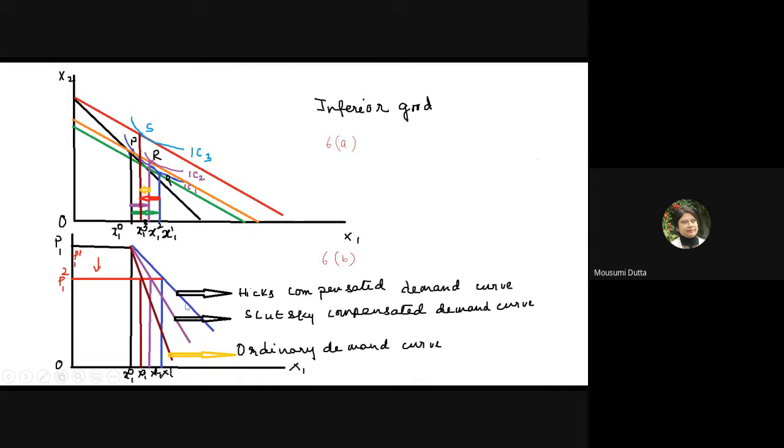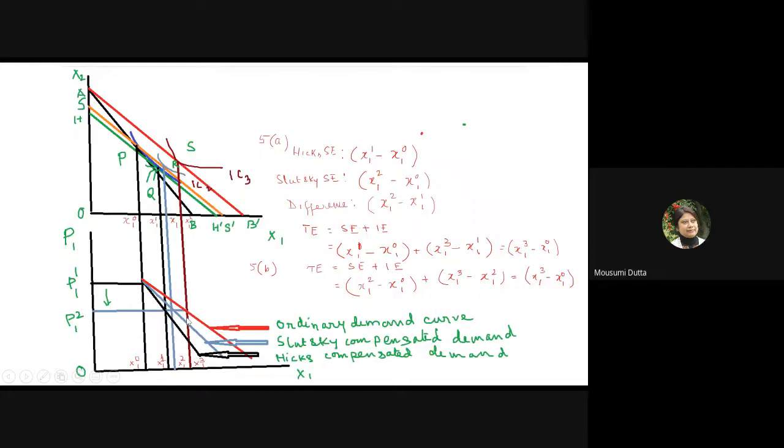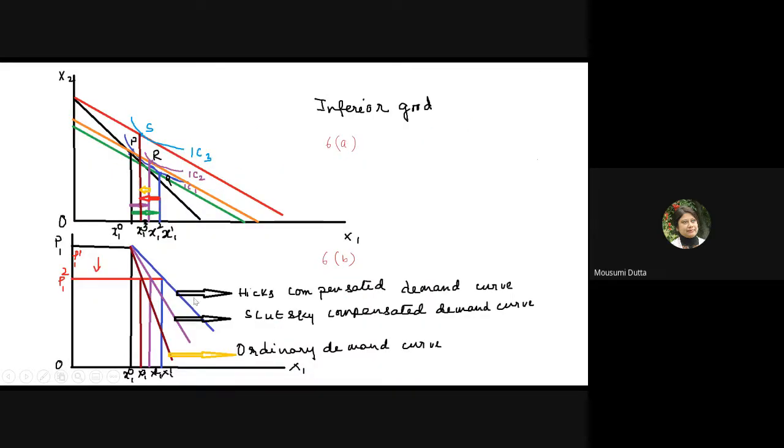So this is the Hicks compensated demand curve. This is the Slutsky compensated demand curve. And as I mentioned, for all the cases, Slutsky will lie in between Hicks and ordinary. In case of the normal good, the ordinary demand curve was the flattest demand curve. This has the least slope among all these three, and this is the Hicks demand curve. Slutsky is lying in between ordinary and Hicks. Here too, Slutsky is lying in between Hicks and ordinary.